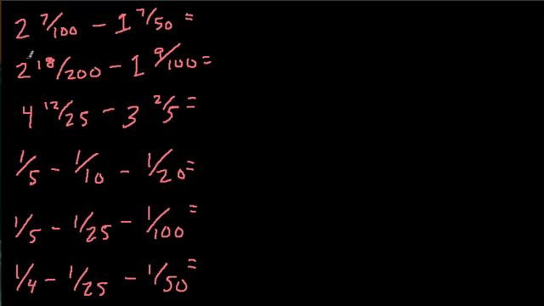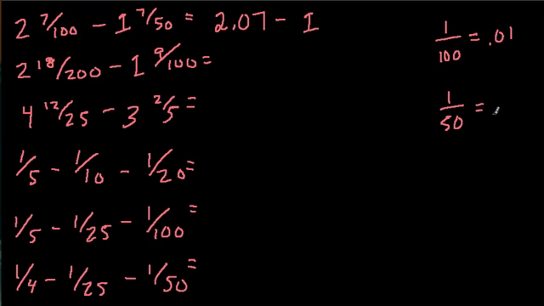Okay, so first we have 2 and 7/100ths. Seems unfriendly, but really 1/100th is just a penny. So this is like saying $2.07 minus $1.07. Well, if 1/100th equals a cent, what does 1/50th equal? Well, I'm going to say 2 cents, because we're taking a dollar, instead of splitting it into 100 groups of individual pennies, we're splitting it into 50 groups, and each group will have 2 pennies. 1/50th of a dollar is 2 cents.